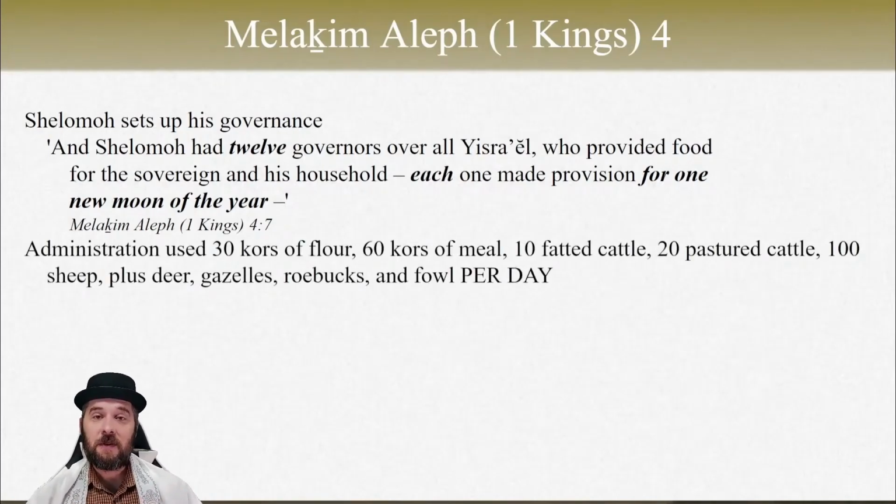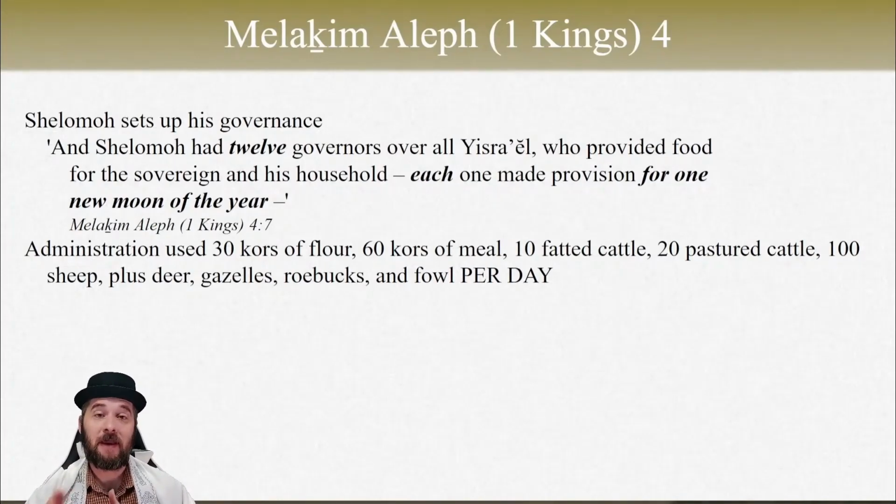And then it also tells us in Scripture about how the administration of Shlomo used large amounts of food every day. It says that the administration used 30 cores of flour, 60 cores of meal, 10 fatted cattle, 20 pastured cattle, 100 sheep, plus deer, gazelles, roebucks, and fowl, and that was every day. That's how much food they went through every day.